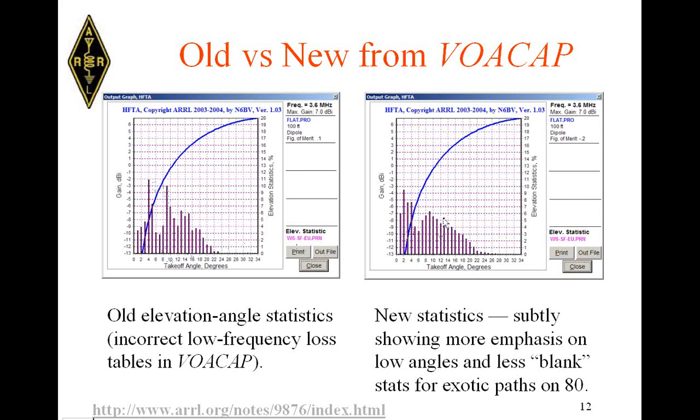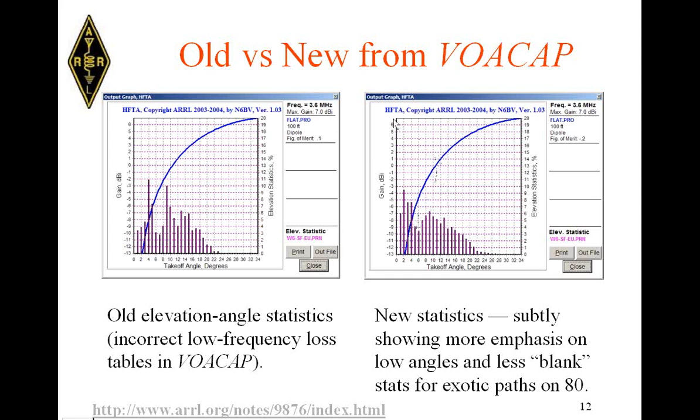Well, if you compare the new on the right-hand side versus the old, you'll see not a huge difference, certainly not in terms of the overall range of angles necessary, but you'll see a little bit more of a bias towards low angles, meaning that low angles are even more important on 80 meters from California to Europe.